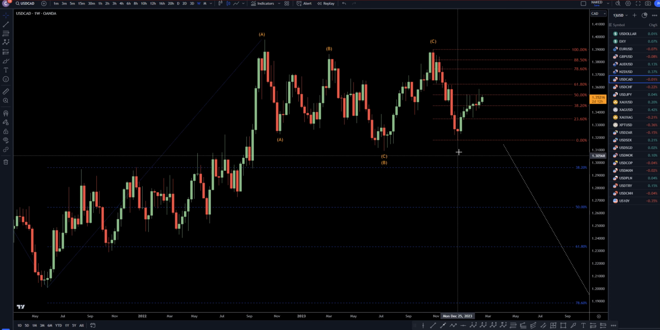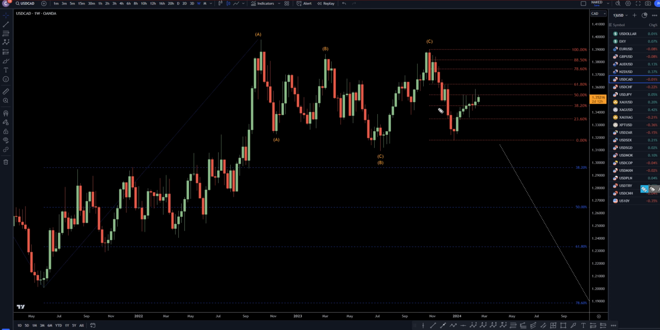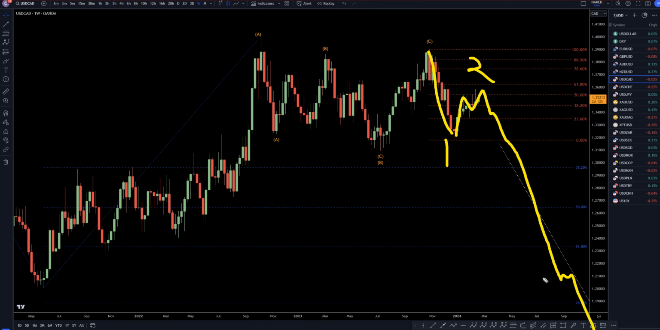Going down to the weekly, I still think on the weekly that this first push down right here is a wave one. I still think this move up is probably a corrective wave two. And I still believe that this is going to eventually go down, make that 3, 4, and 5 of wave C, just like I was showing on the monthly time frame.